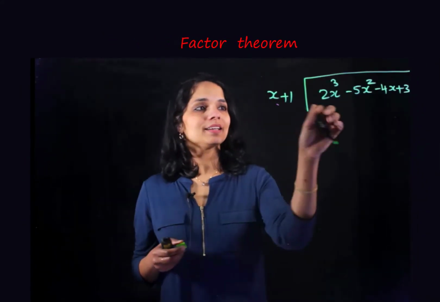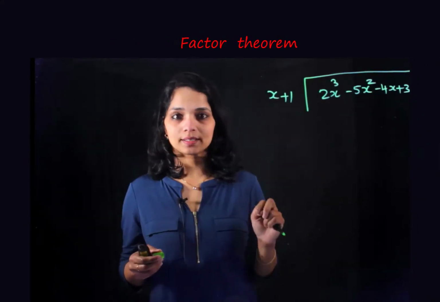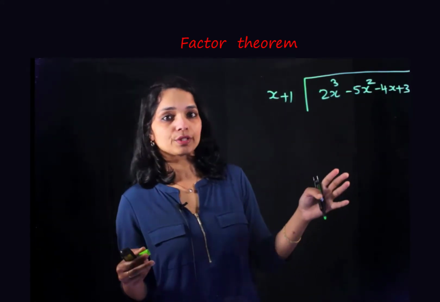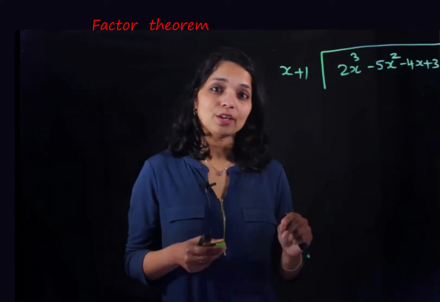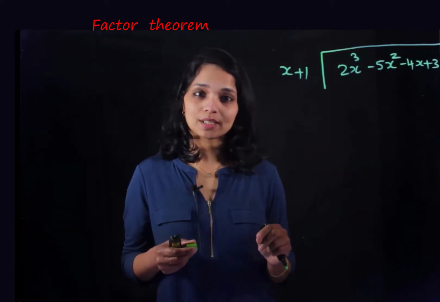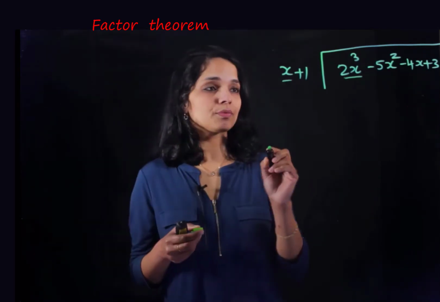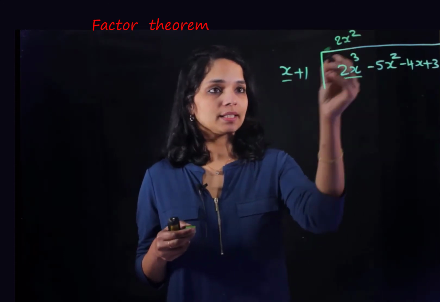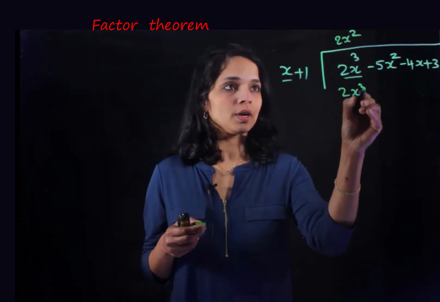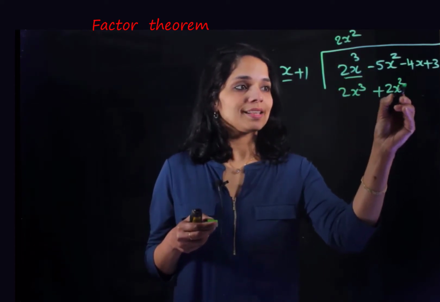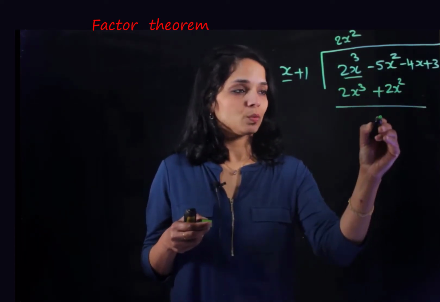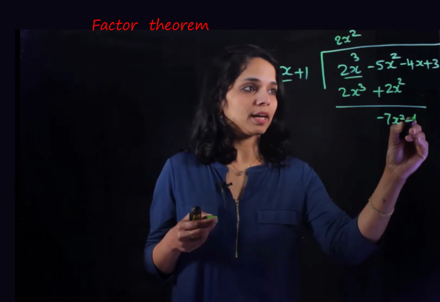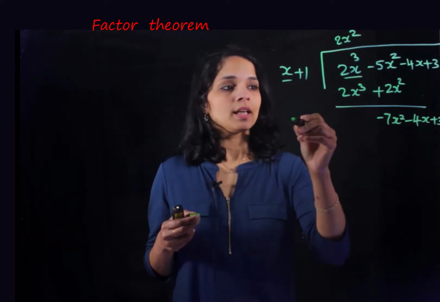Okay, let's divide this polynomial p of x by x plus 1, the factor we just found. The process I'm going to use in here is long division. You can use equating coefficients if you want. If you don't know any of these methods, refer to the videos on long division or equating coefficients. So the first step in here is to divide 2x cubed by x, which is 2x squared, and then multiply these together. So it's 2x cubed plus 2x squared, and then subtract, which is minus 5 minus 2, minus 7x squared, and this is 0, and drop down minus 4x plus 3.